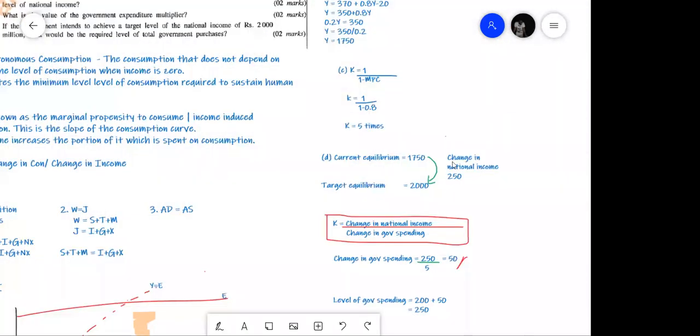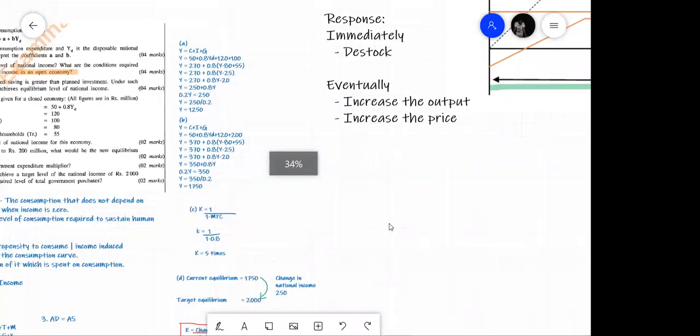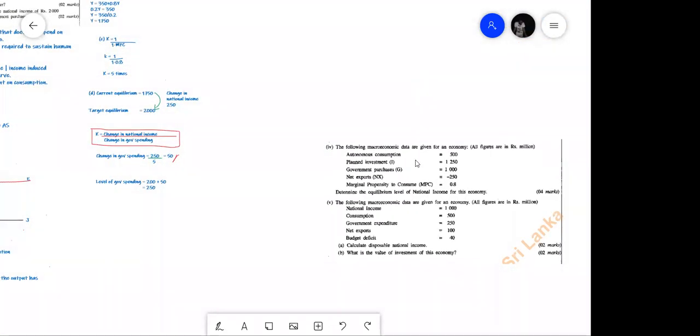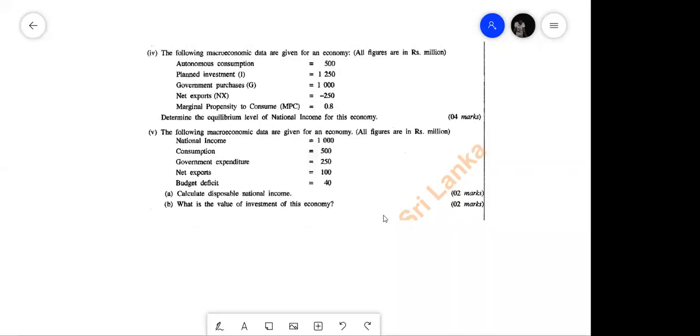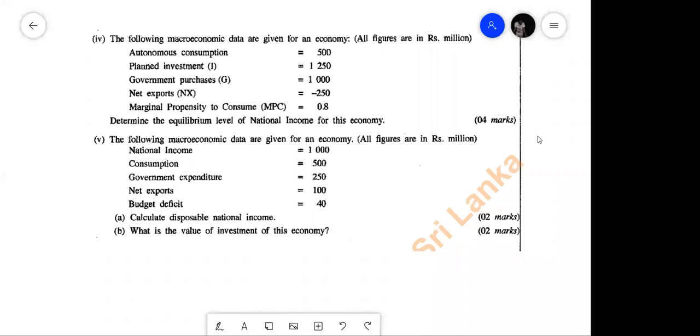We'll move on to the next one. Guys, trust me, these are very easy questions, right? It's not hard. So if you know the unit, it's very easy. Okay, we'll move on to 2016. Right. So this is the 2016 A-level question. I think we usually have two parts. Okay. The following is the macroeconomic data for a given economy, and they're asking you for 4 marks to determine the equilibrium level of national income. Come on, you can't get questions easier than this.